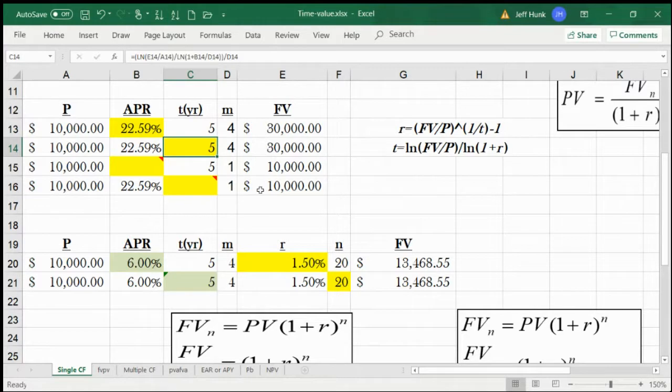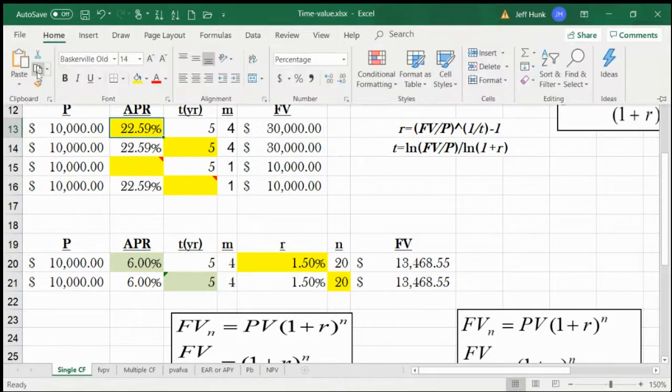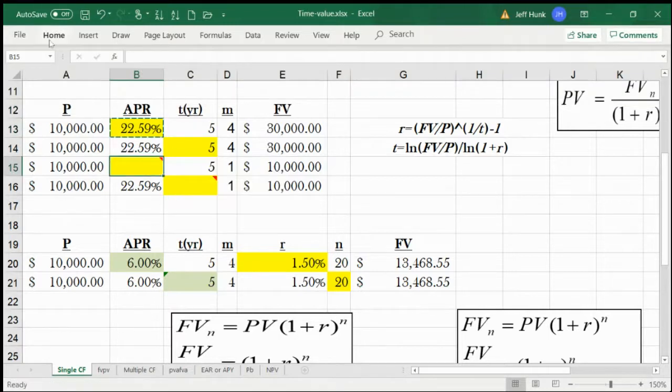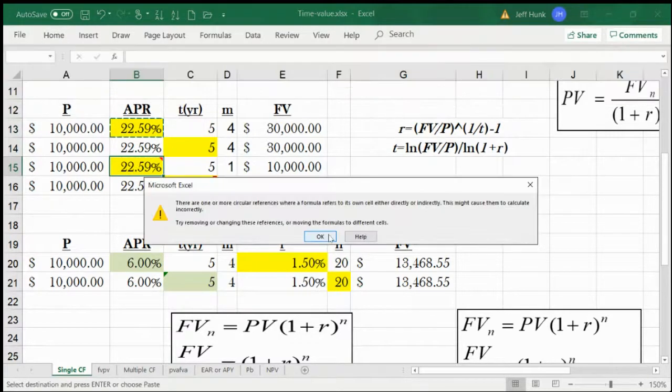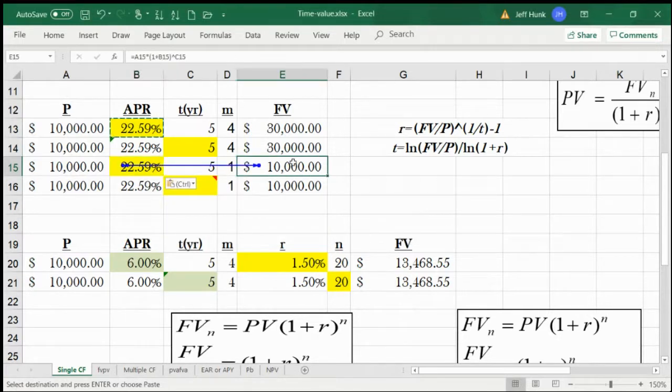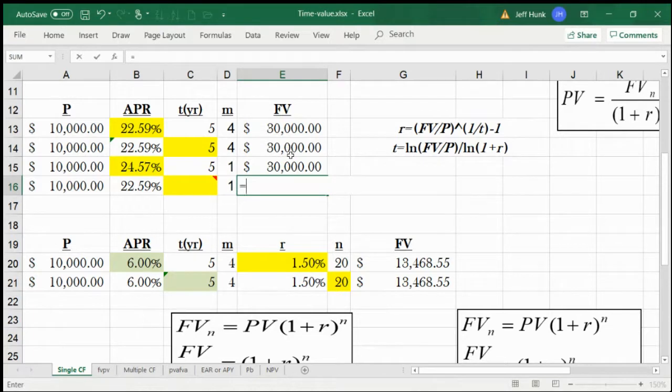Now, in row 15 and row 16, compounding frequency is 1, so it's annual compounding, so you don't have to bother with making adjustment. But again, it doesn't hurt. I'm going to copy that and paste it here. If it is 10,000, this is not going to work. So I'll have to make it equal to that. And also make it equal to that.